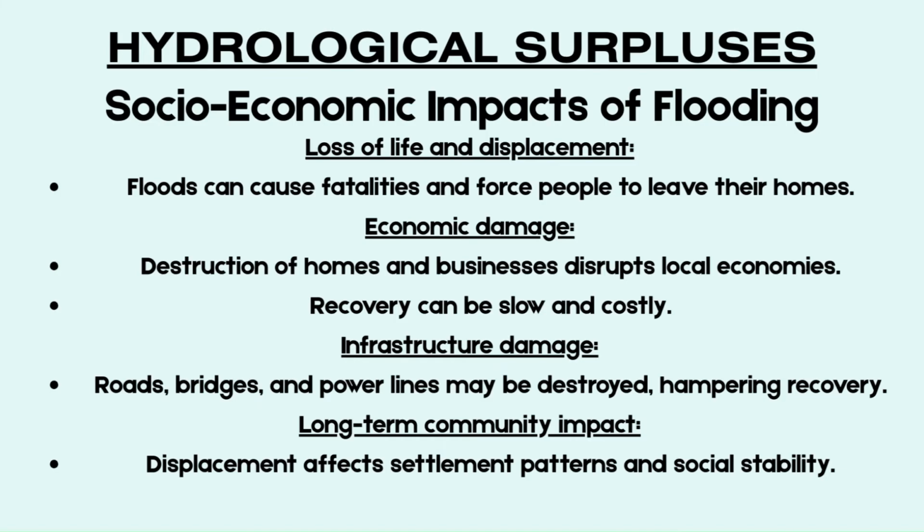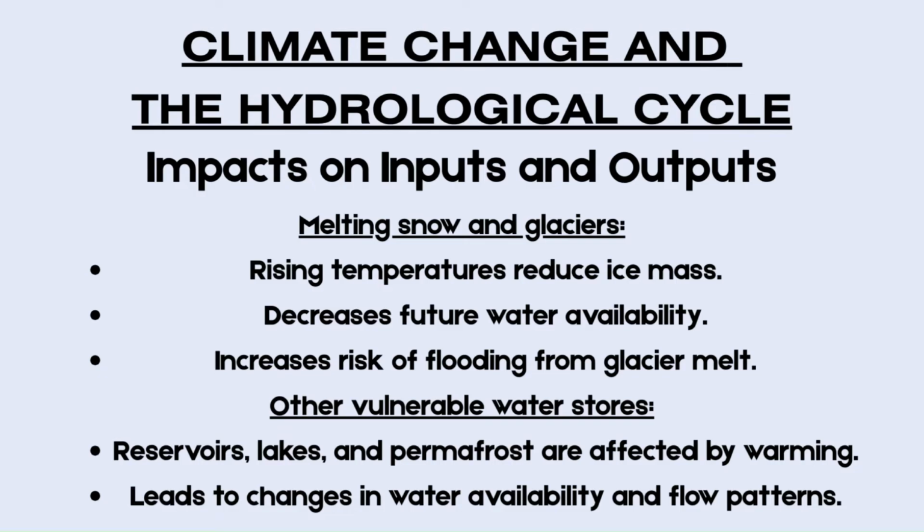Beyond the loss of life, floods can cause widespread economic damage. Businesses and homes can be destroyed, leading to disruptions in local economies. Infrastructure such as roads, bridges, and power lines can be severely damaged, complicating recovery efforts. Settlement patterns can also be affected as people are displaced, leading to long-term challenges for affected communities. In the UK, floods like those from Storm Desmond in 2015 had both short-term and long-term impacts on people's lives and the economy. Climate change is having a profound effect on the hydrological cycle, both globally and locally.